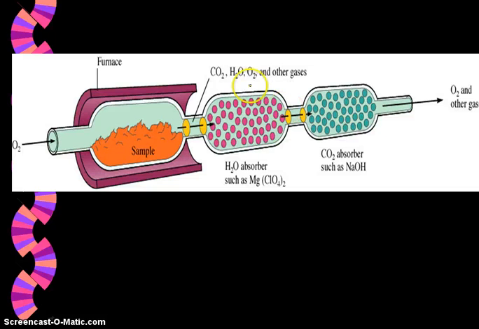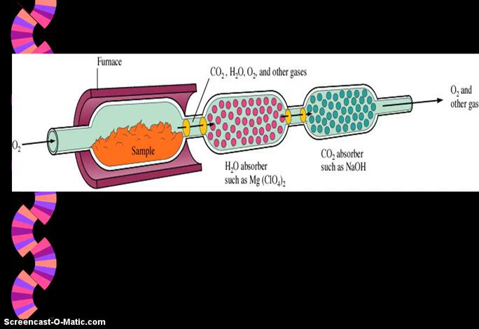In the second chamber, we're going to contain some kind of compound that can absorb water. So in this particular example, magnesium perchlorate is our water absorber. So as the combustion takes place here, and water passes through this first chamber, it gets absorbed by the magnesium perchlorate. If we know what the mass of the magnesium perchlorate is before the combustion, and we determine what the mass is after the combustion, the difference between those two is the mass of the water that was produced during that combustion.